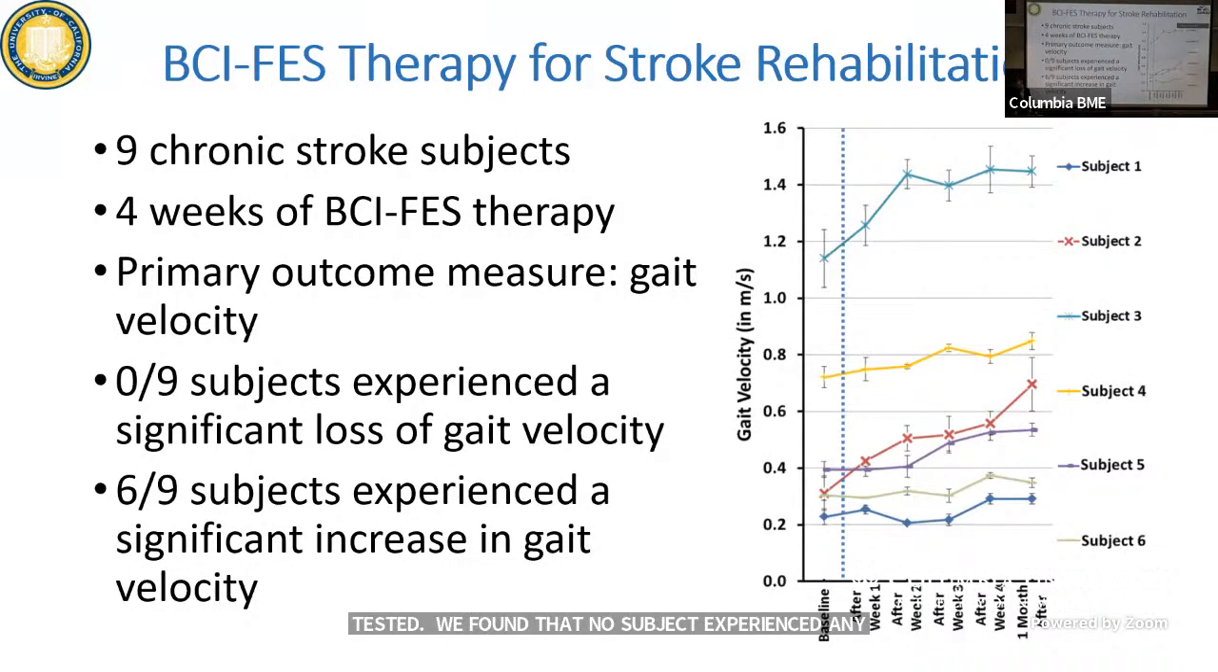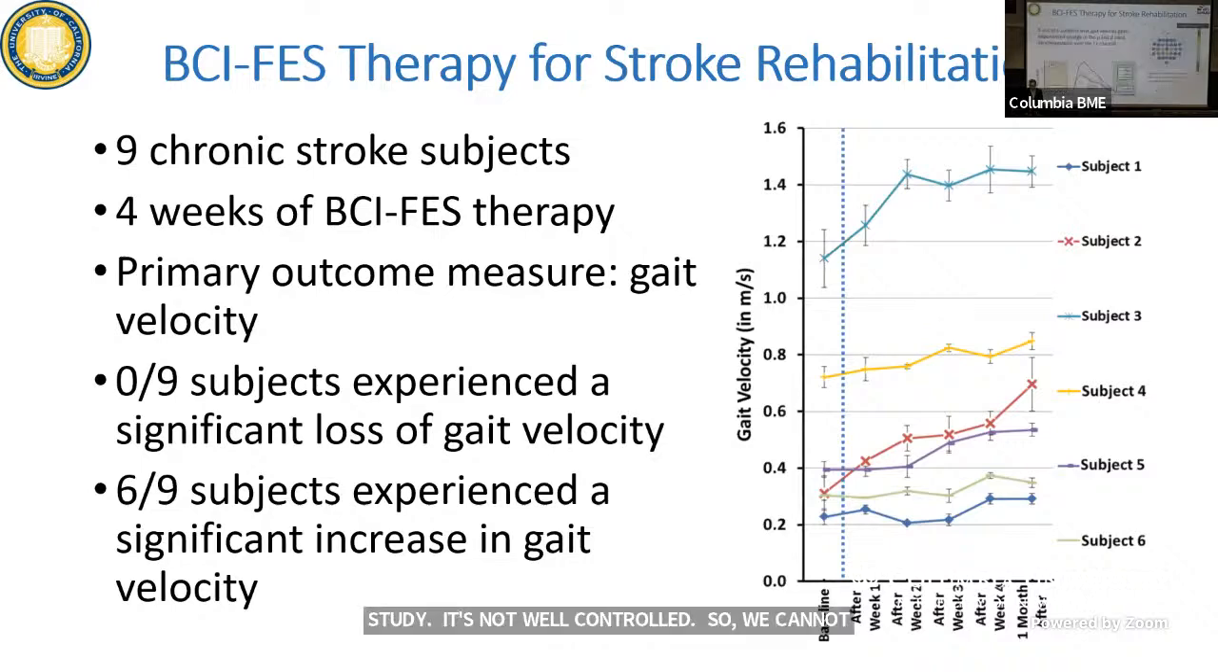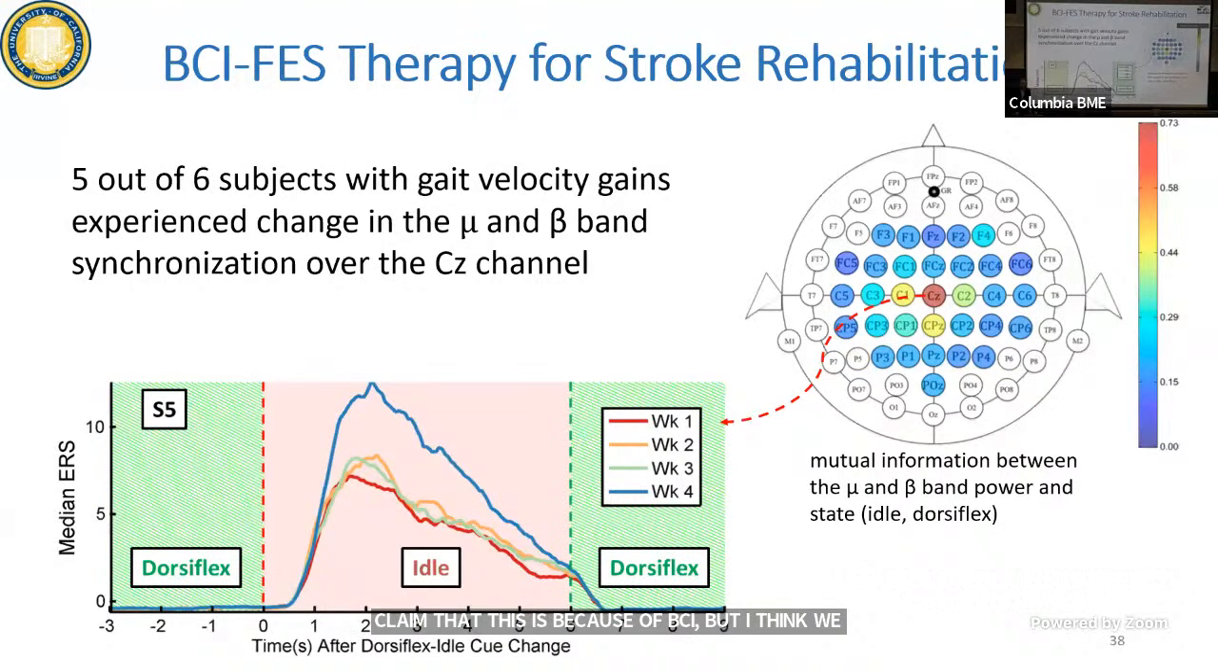And here you see their weekly progress, gait velocity at the baseline, after 1 week of therapy, all the way out to 4 weeks, and then the 1 month follow-up. So all 6 subjects, 6 out of 9, have experienced a significant increase in gait velocity. Of course, it's an open label study, it's not well controlled, so we cannot claim that this is because of BCI, but I think we have enough evidence to formally pursue this as a clinical trial.